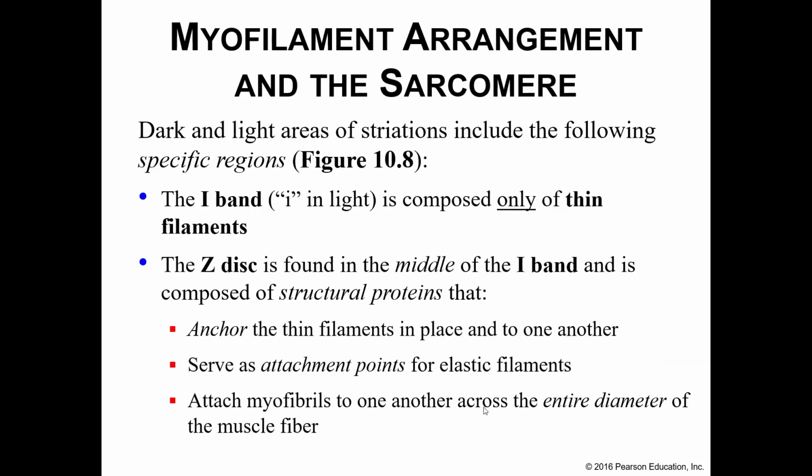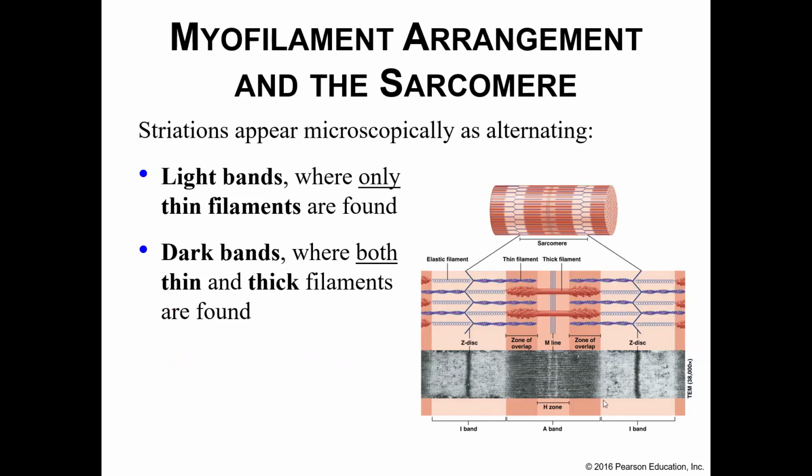So let's go back. Here we go. Here's our A band, here's our dark band. Here's our zone of overlap of thick and thin filaments on both sides. In the middle is our H zone. This is only thick filaments. And right down the middle, we have more structural proteins creating the M line.